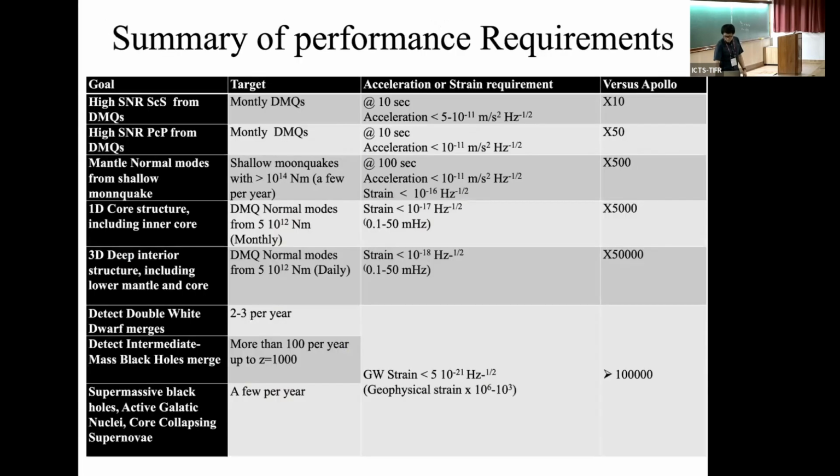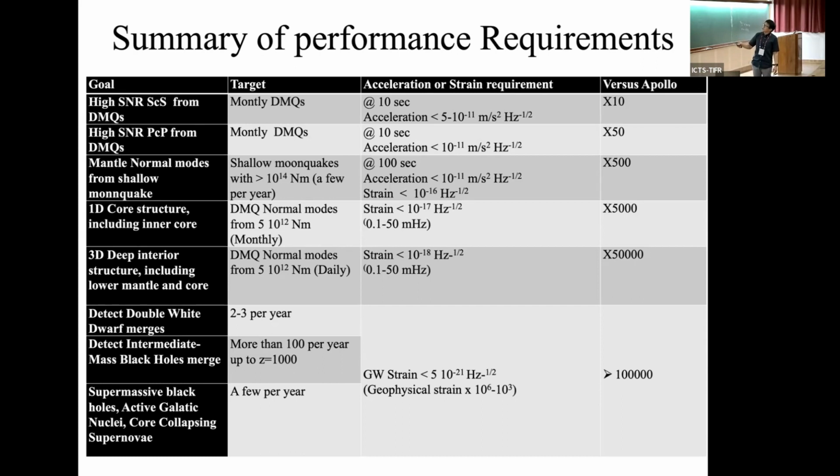This is simply some result we got from numerical studies. So this is just to summarize some scientific requirements. I won't go through everything. We have various scientific goals and sensitivities that we need. And basically, I would like to draw your attention here. This is how much better we should be compared to Apollo. If you want to detect core reflection, we have to be 10 times better, 50 times better.